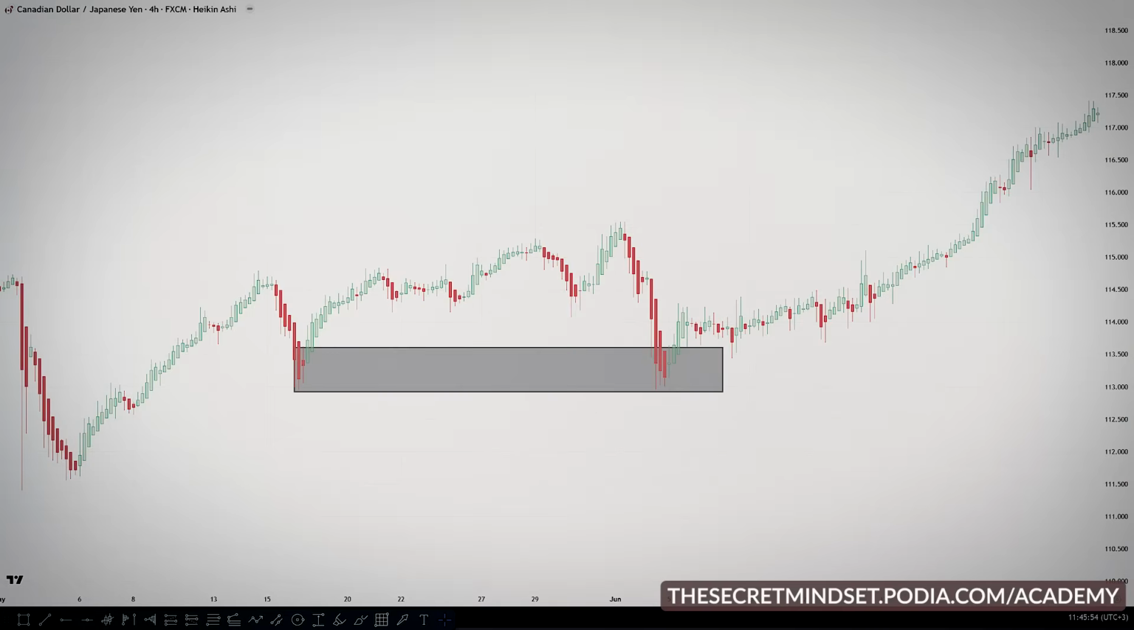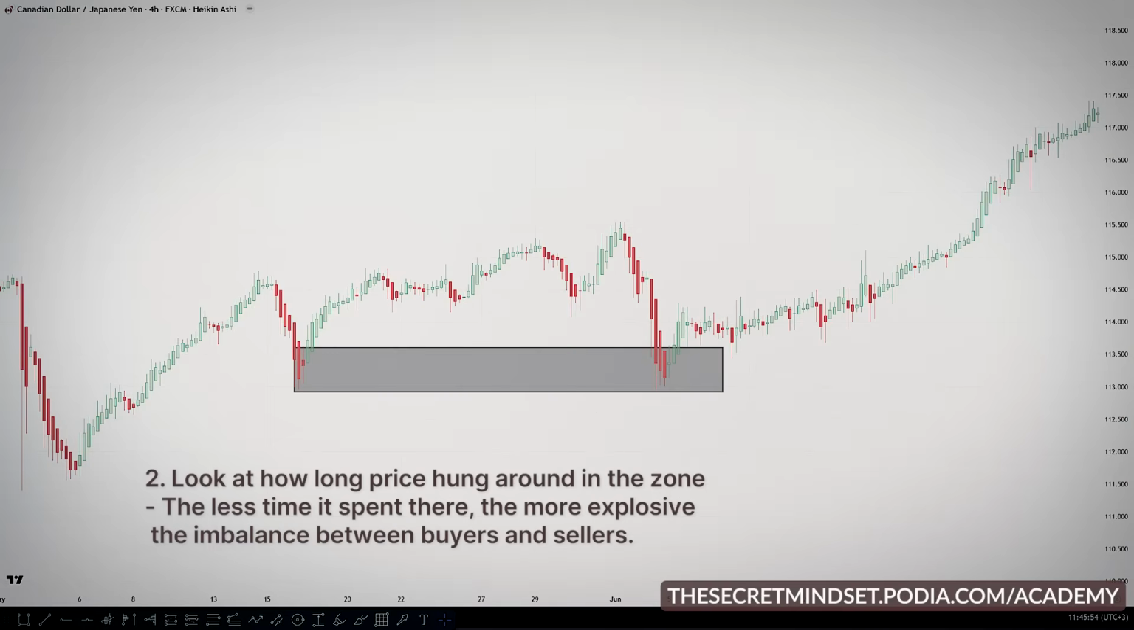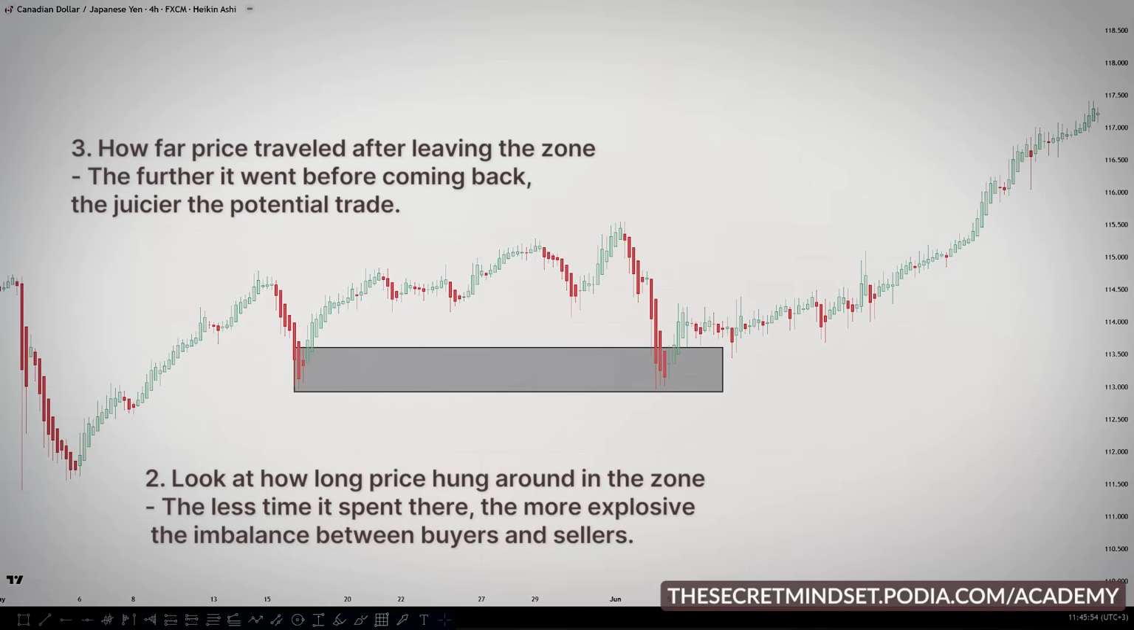Next, look at how long price hung around in the zone. The less time it spent there, the more explosive the imbalance between buyers and sellers. Also, pay attention to how far price traveled after leaving the zone. The further it went before coming back, the juicier the potential trade.